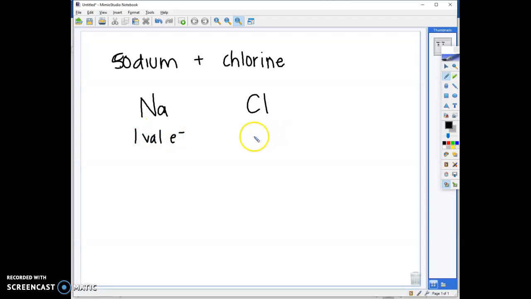You don't have to write this down, but I'm just going to write it down for demonstration purposes here. And chlorine has 7 valence electrons. So when we do Lewis dot structures, when I have just a single valence electron, I like to start here in the middle, and just put my 1 electron. And I'm going to change colors so that you can see that electron. So there is my 1 valence electron for sodium.